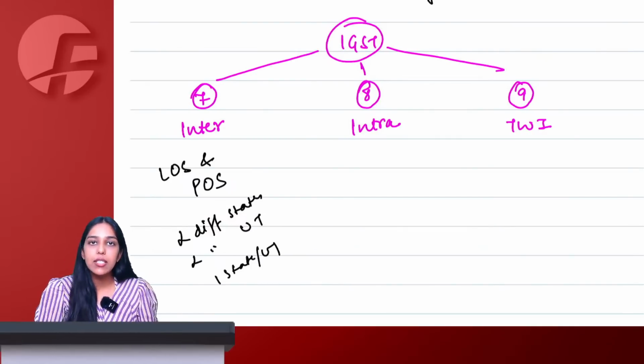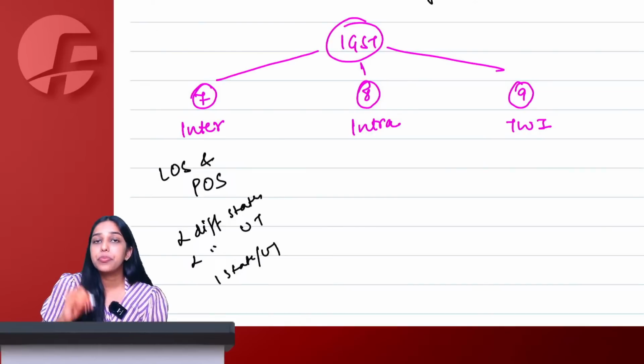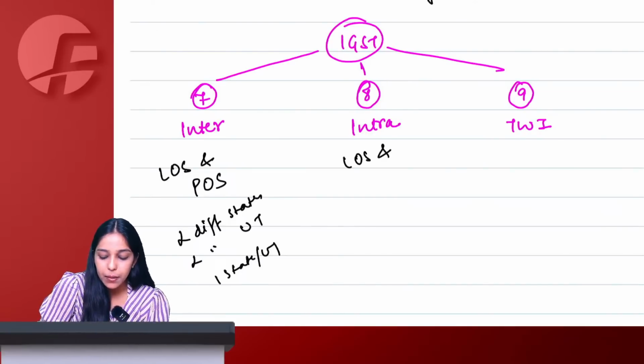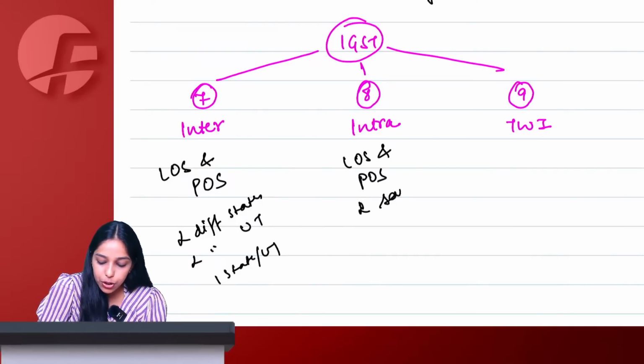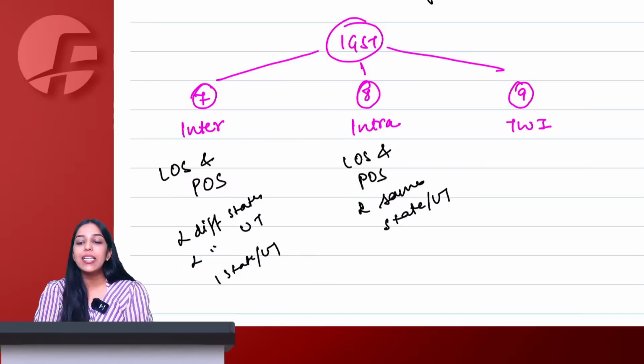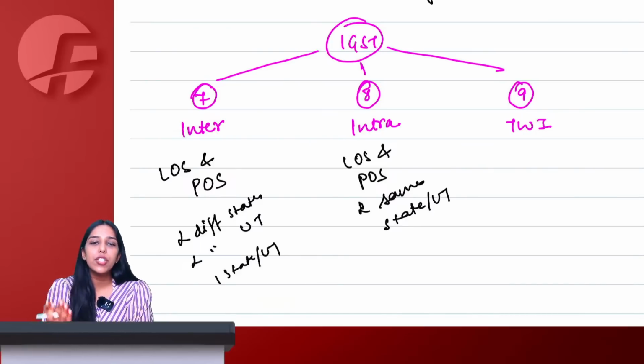For all interstate supplies, we levy IGST. But if the location of supplier or the place of supply are in the same state or UT, then we consider it as an intrastate supply. Now, if you are watching revisions, you are of course clear with this one. This is so basic, right?